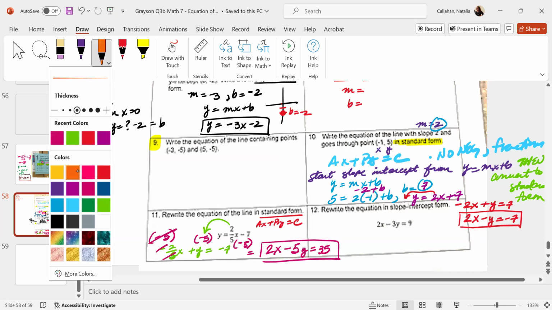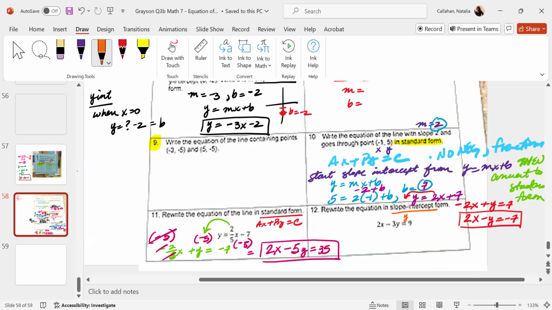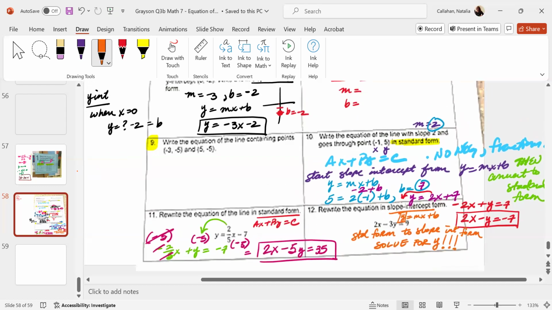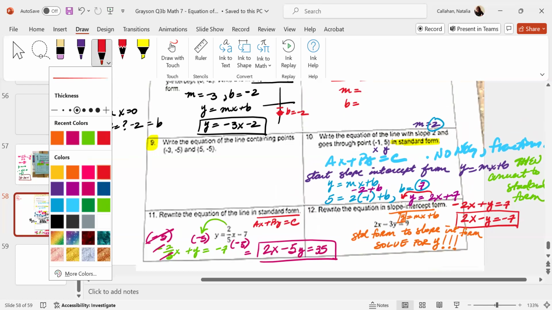Okay, number 12, last one. Rewrite the equation in slope-intercept form. So if it's slope-intercept form, first you want to write down the equation that you want to use, okay, so that we can see it. Now, how do I rewrite standard form to slope-intercept form? What do you have to solve? Isn't this just y equals? So just solve for y. So you get y equals. Does that make sense? Tell me what you need to do.